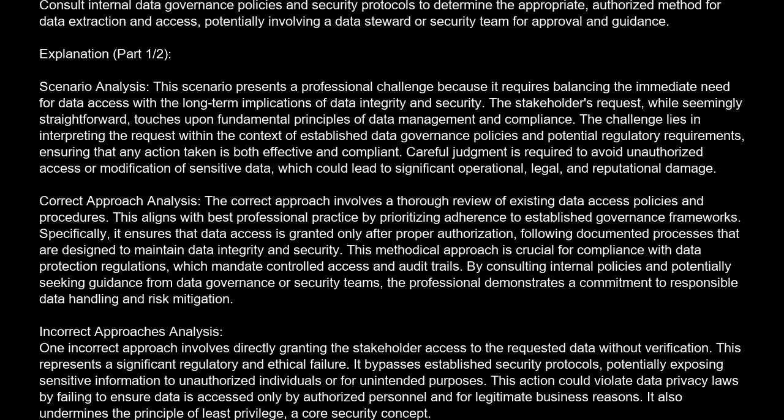The correct answer is B. Consult internal data governance policies and security protocols to determine the appropriate, authorized method for data extraction and access, potentially involving a data steward or security team for approval and guidance.